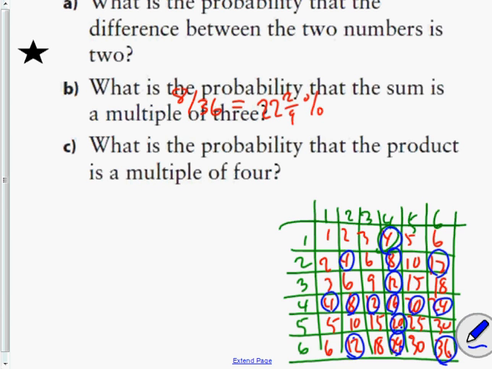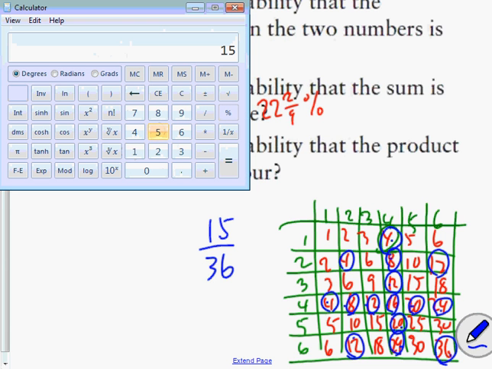So 1, 2, 3, 4, 5, 6, 7, 8, 9, 10, 11, 12, 13, 14, 15. 15 out of 36 are multiples of 4 when I multiply the two numbers together, which if I convert that to a percentage is roughly 41 and 2/3%, or 41.6 repeating.